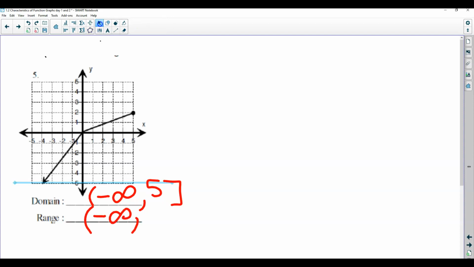So we're going to keep scanning up. And right there is where the graph stops. Now remember, I just care about the y value. What is my scanner in line with? The 2. So it's going to stop on the 2 with a bracket.